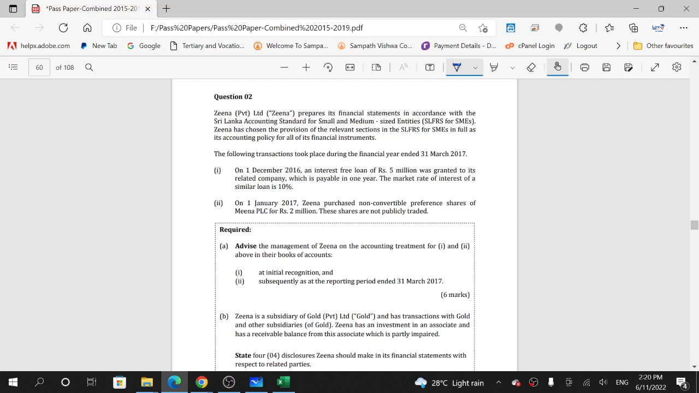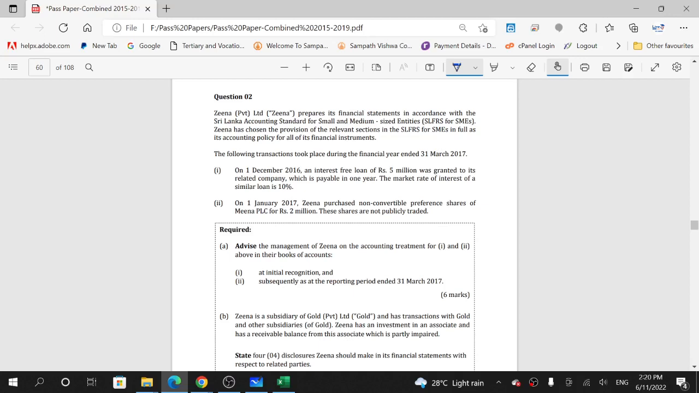First one, on 1st December 2016, an interest-free loan of 5 million was granted to its related company, which is payable in 1 year. The market rate of interest of a similar loan is 10%. So what they have done is they have given a similar loan, right? They gave a loan to a related party company. Just like before, it is an interest free loan.